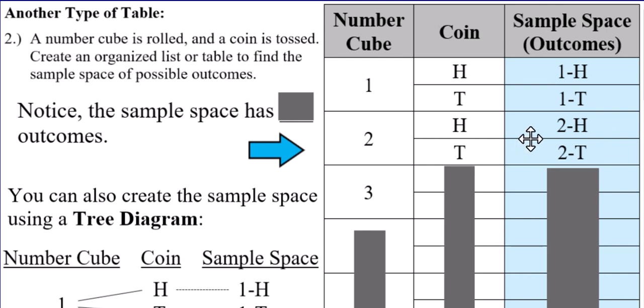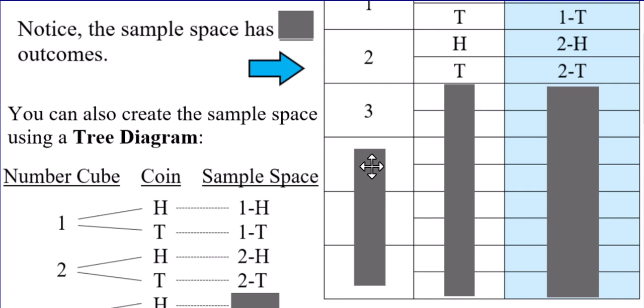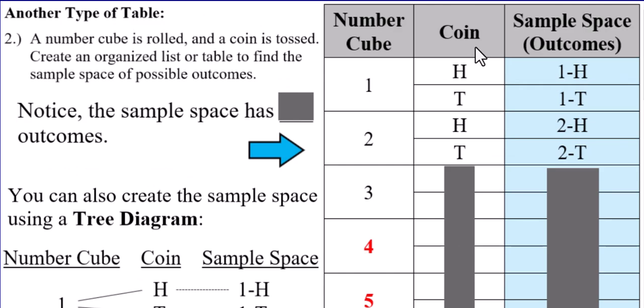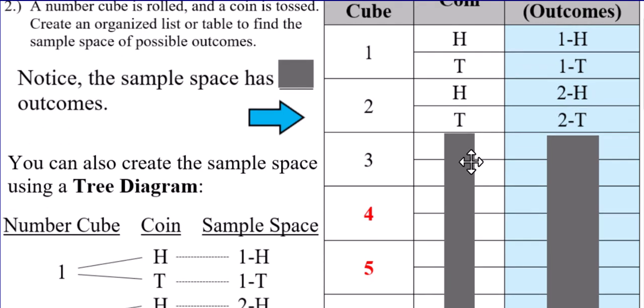Well, we're actually going to do it again. We're going to use the table to get our organized list to find the sample space of possible outcomes. Okay, the number cube can be a 1, a 2, a 3. Go ahead, fill this in with me. A 4, a 5, and a 6. Now, for the coin, you could get heads or tails, heads or tails. And notice I keep listing this for each of these that started with the number from the number cube.